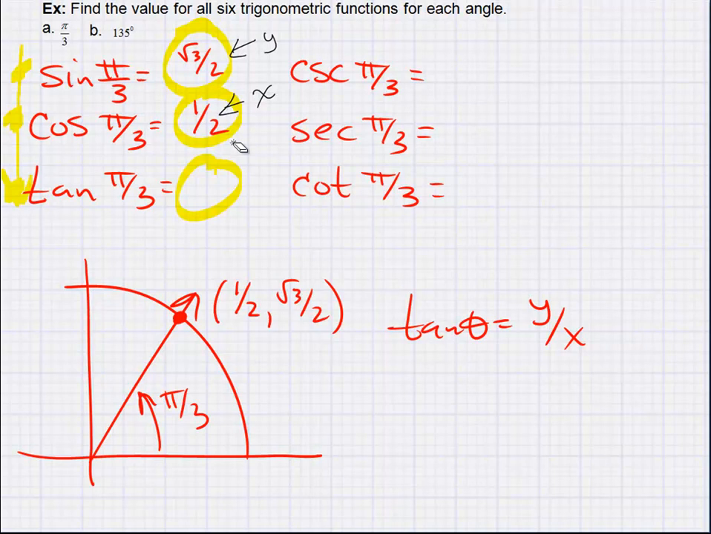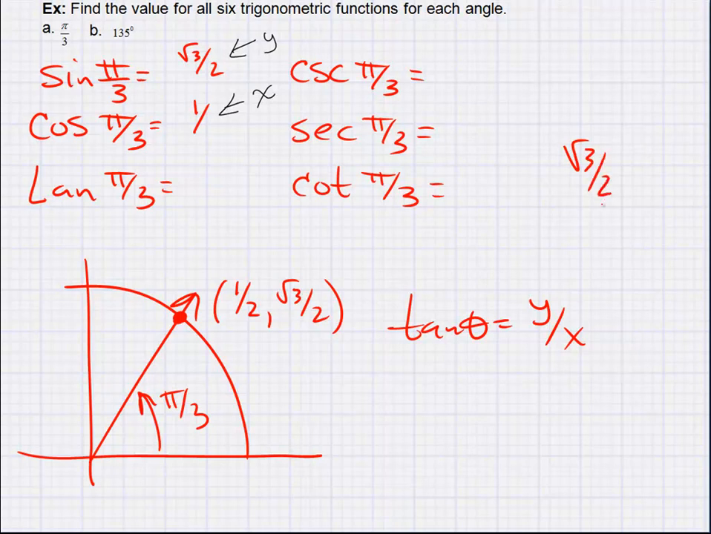So if I look at that, I go, alright, well, if I take square root of 3 over 2 and divide it by a half, I have square root of 3 over 2 times 2 over 1. I cancel, and I get square root of 3. Alright, now I can do the same thing for these.